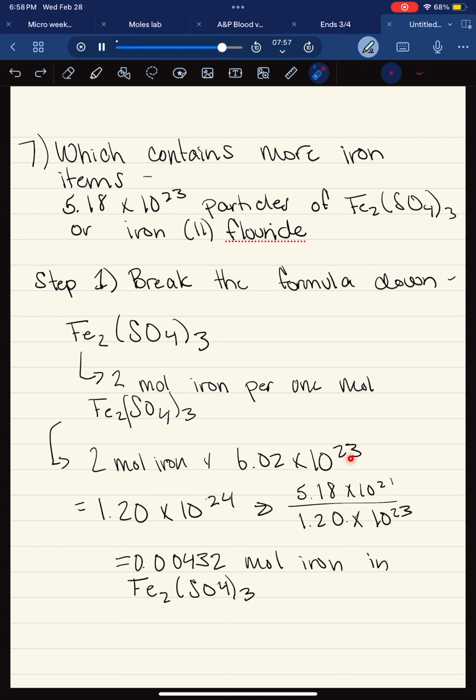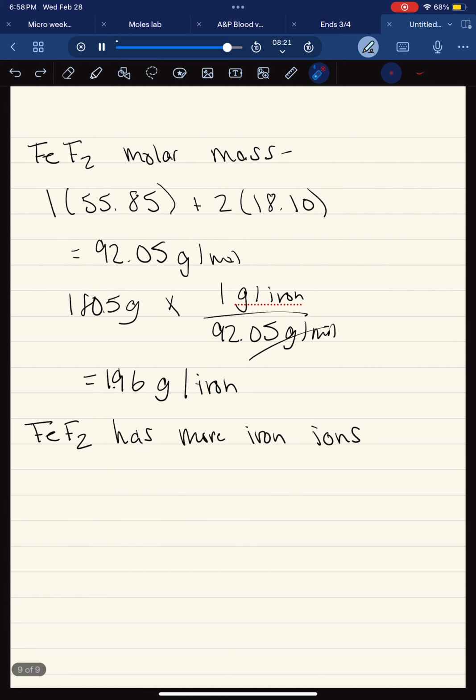6.02 times 10 to the 23rd is going to be 1.20 times 10 to the 24th, which we are then going to take our mass and divide 5.18 times 10 to the 21st over 1.20 times 10 to the 23rd and come out with 0.00432 moles of iron in our substance.